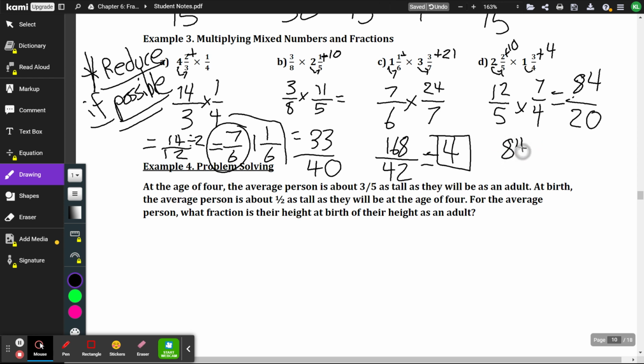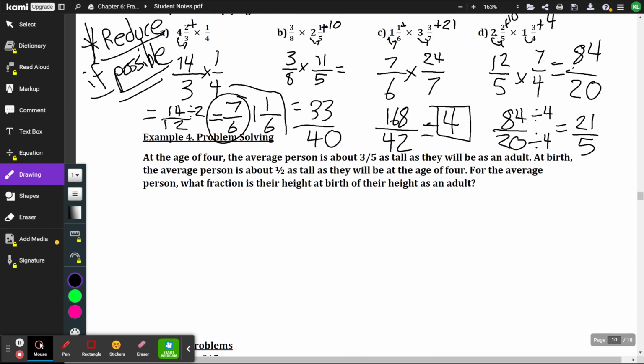84 over 20, I can reduce. They're both divisible by 4. Equals 21 over 5. Okay, so that was a speed round on how to multiply proper fractions and mixed numbers. But basically, you want to convert to improper, and then you multiply straight across, numerator by numerator, denominator by denominator. I'm trying to go through this pretty quickly, and we'll work on it in more depth tomorrow.